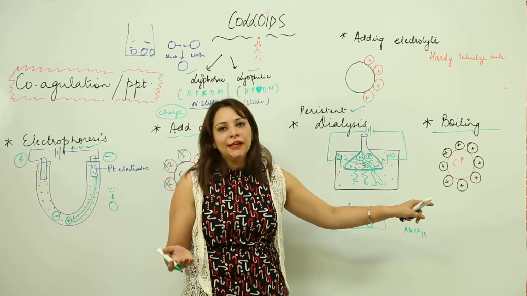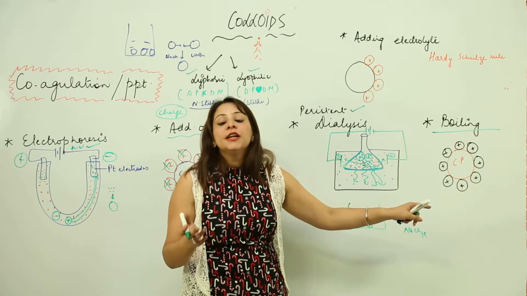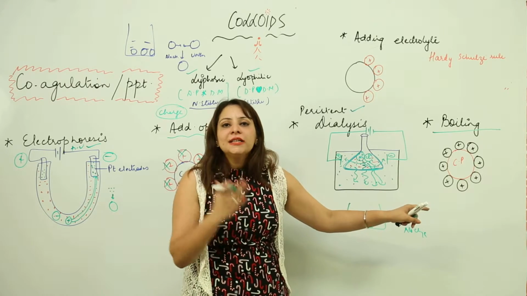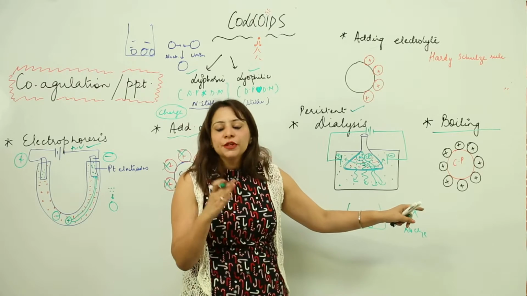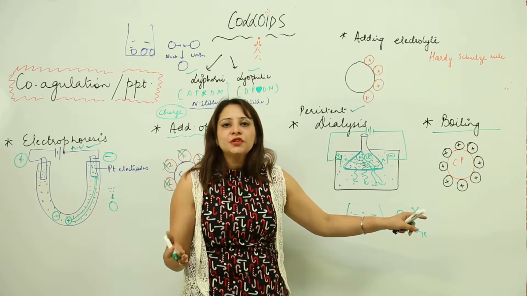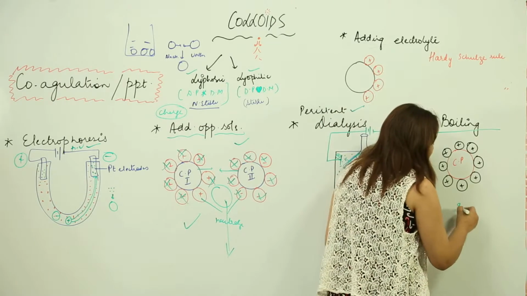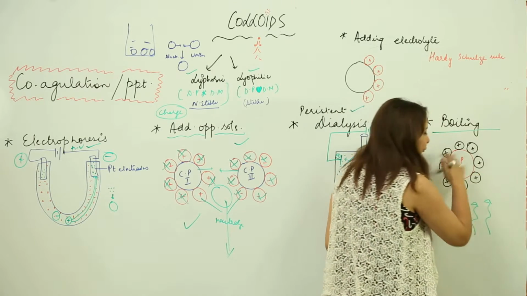You can do it with the negative one also, because it hardly matters what kind of charge it possesses. What matters is that we need to uncharge the colloidal particle. So whether it is with positive charge or with negative charge, we need to remove that charge, right? So what we do here, we just boil it. We just boil the colloidal solution.